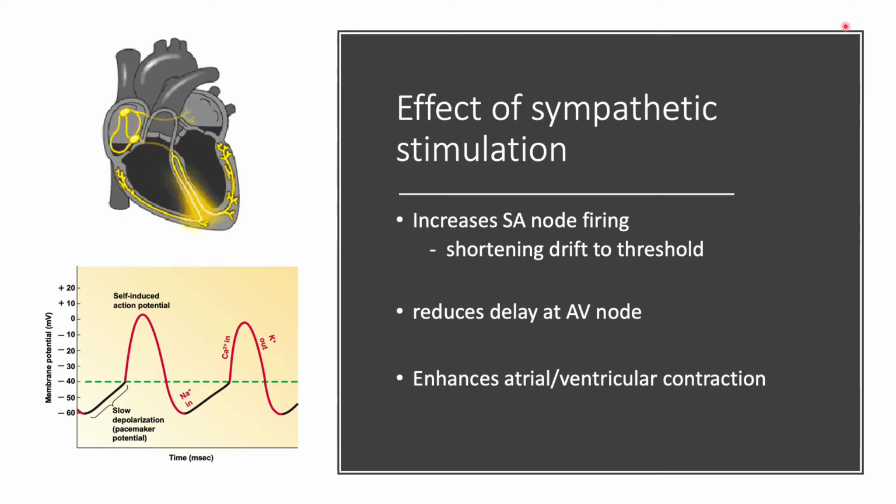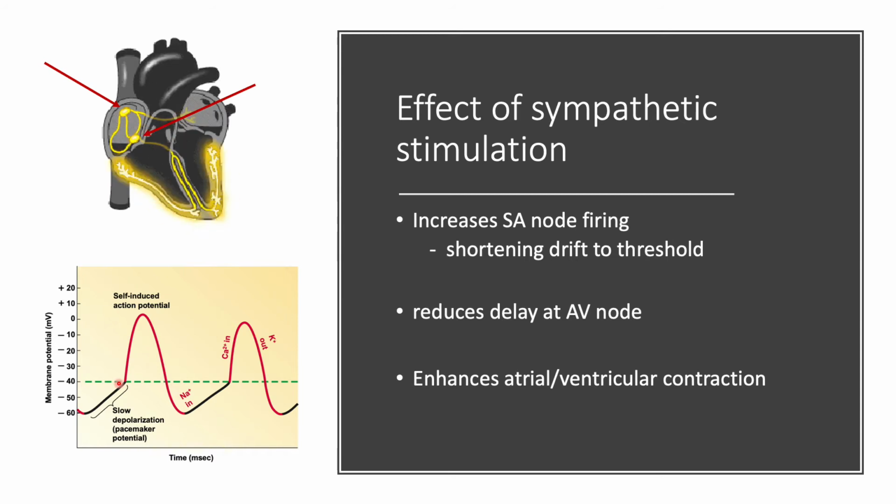All right, let's compare that now to the effect of sympathetic stimulation. So this is going to be the cardio-oscillatory center, okay, and its sympathetic effect on the heart. What we're going to do here is increase the depolarization of those autorhythmic cells. So we're going to increase the firing of the SA node. They're going to depolarize more often. So we're going to be shortening this drift to threshold here, so we hit threshold more often.